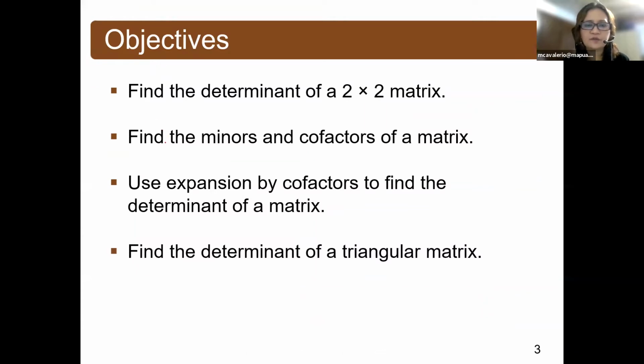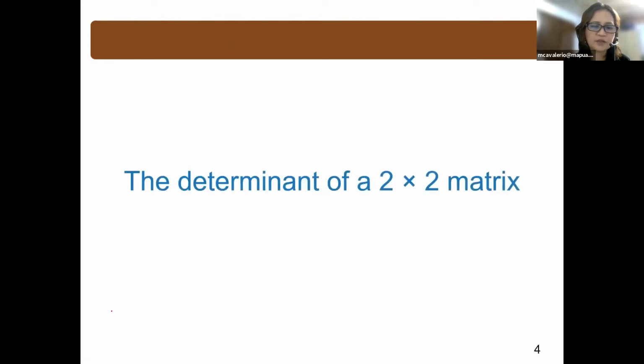It is for you to find the determinant of a 2 by 2 matrix, find the minors and cofactors of a matrix, use expansion by cofactors to find the determinant of a matrix, and to find the determinant of a triangular matrix.